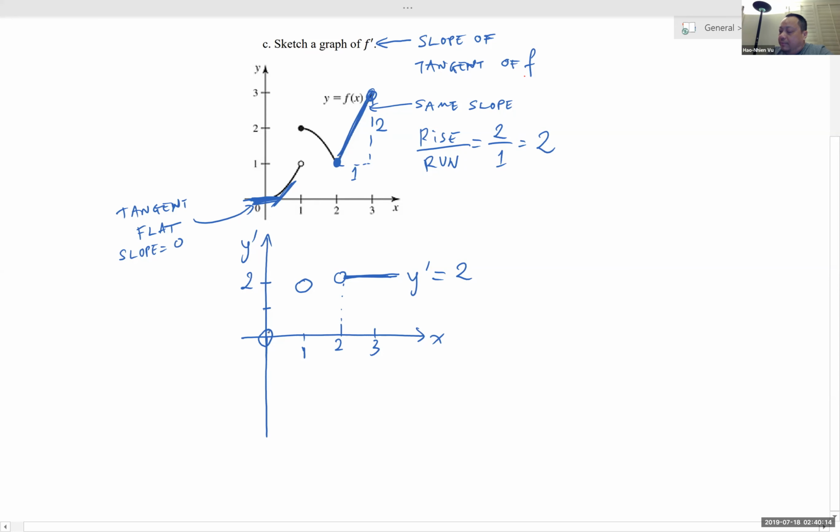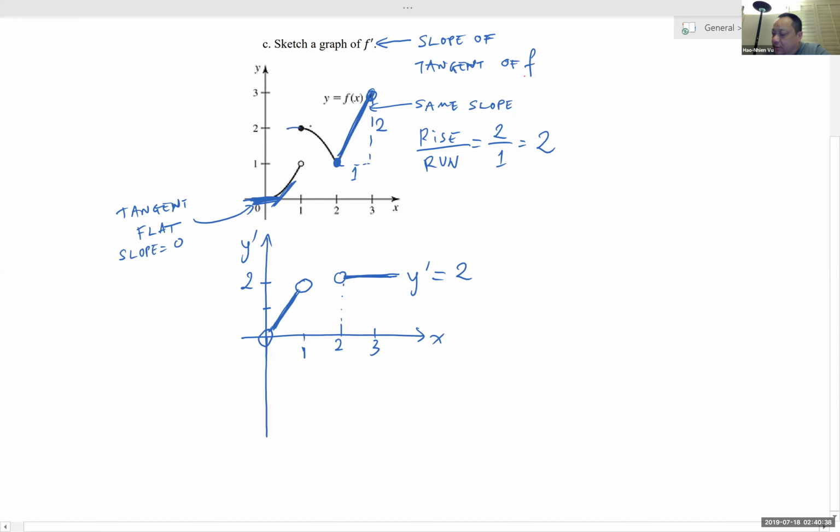So it goes from 0 at x equals 0 to something like 2 at x equals 1. Just for simplicity, I'm going to make it a straight line. You can draw a curved line, that's fine. So that's the first segment. Now I have the first and the third segments. Now, how about the second segment?